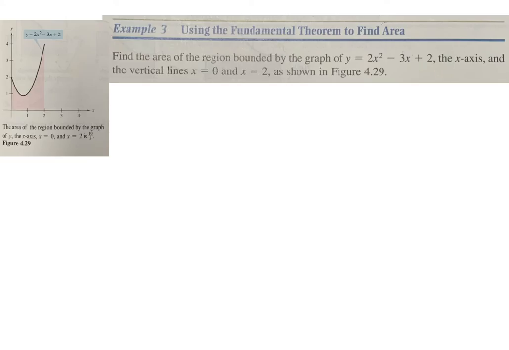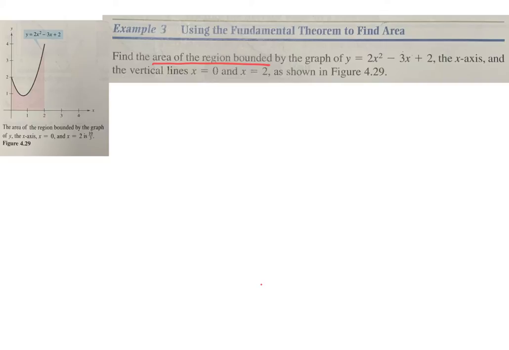Find the area of the region bounded by the graph y equals 2x squared minus 3x plus 2, the x-axis and the vertical lines 0 and 2. So what have they just said? Well, they have actually just given me an integration problem in words, which is very important to be able to decipher. Area of the region bounded by the graph. That means I'm going to integrate. Area of the region means integrate.